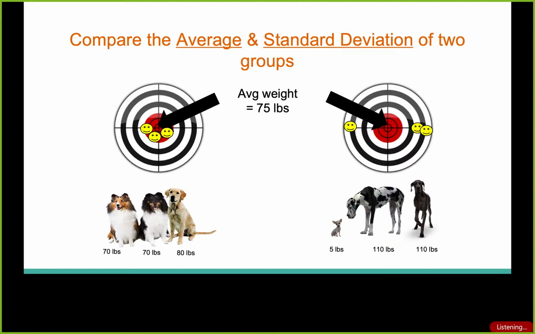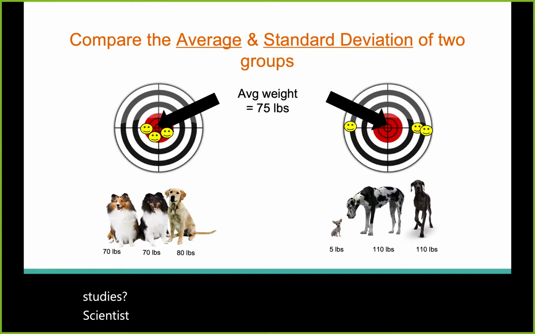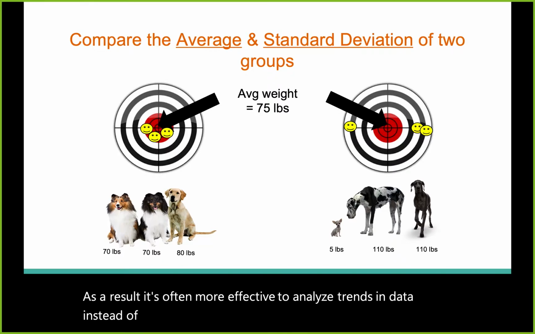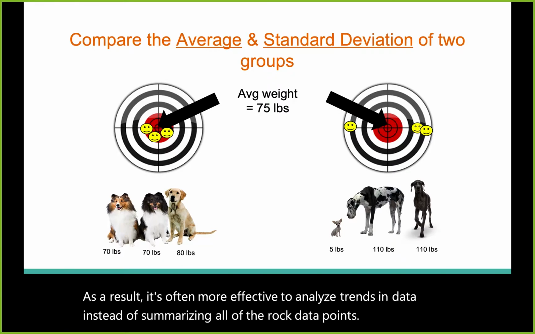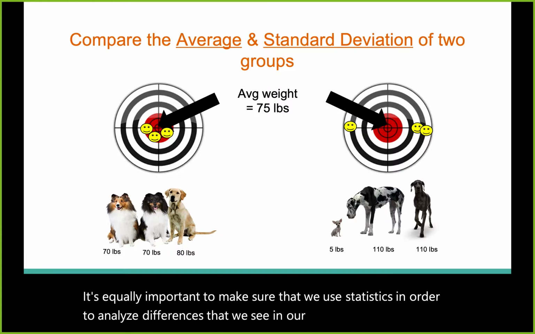So, you might be wondering, how does this relate to scientific studies? Well, scientists often have hundreds of data points for a single experiment. As a result, it's often more effective to analyze trends in data instead of summarizing all of the raw data points. It's equally important to make sure that we use statistics in order to analyze differences that we see in our data and determine whether they are real or not.